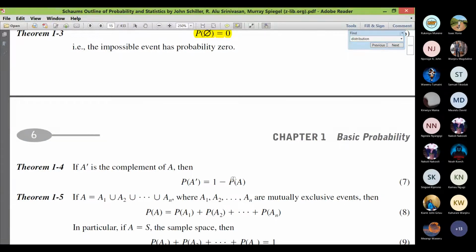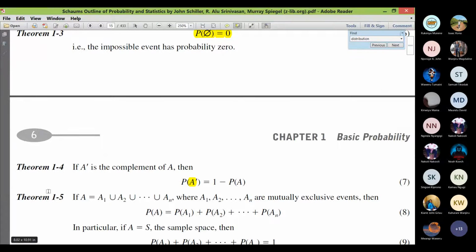If you're waiting for a visitor and you know that the probability that they are not going to come is 0.2, then the probability that they're going to come is 0.8. That is the same as saying that the probability of the visitor not coming, which is A complement, is 1 minus the probability that they are going to come, which is 1 minus 0.8, which gives you 0.2. So that should be clear.